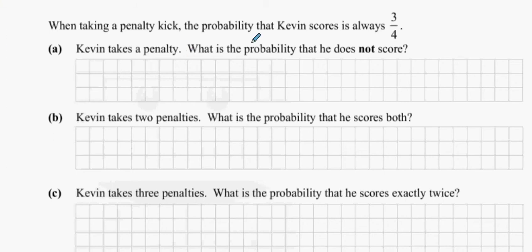All right, guys, quick one, all right? Kevin takes a penalty. What's the probability he doesn't score? All right, that's easy, right? No bother. Kevin takes 2 penalties. What's the probability he scores both?